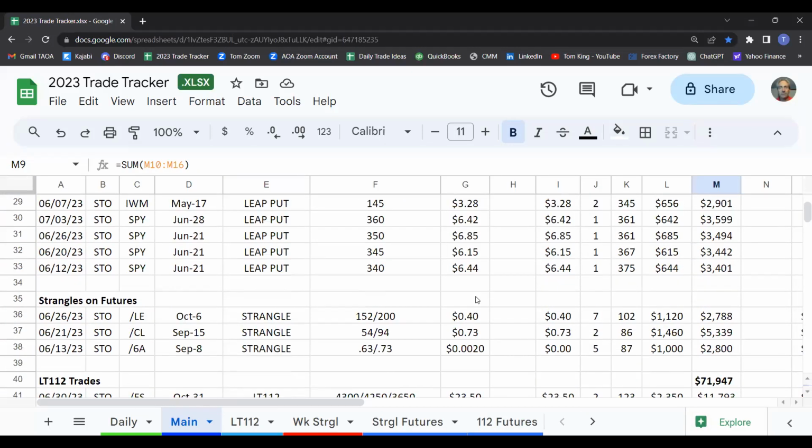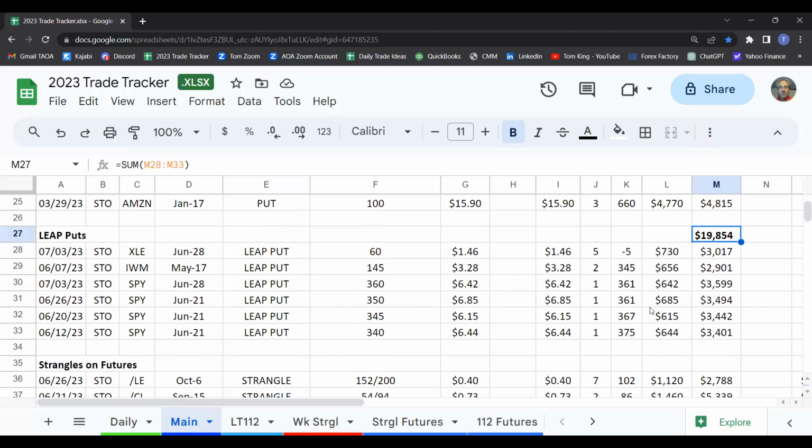I'm looking at leap puts. I've got $20,000 in leap puts right now. Is that good? Is that something I need to tweak? Is that within my trade plan? Considering the size of my account, it's pretty well within my trade plan. I could actually go up to 10 or more of these things around 3 grand. So I'm okay up to 30 grand.